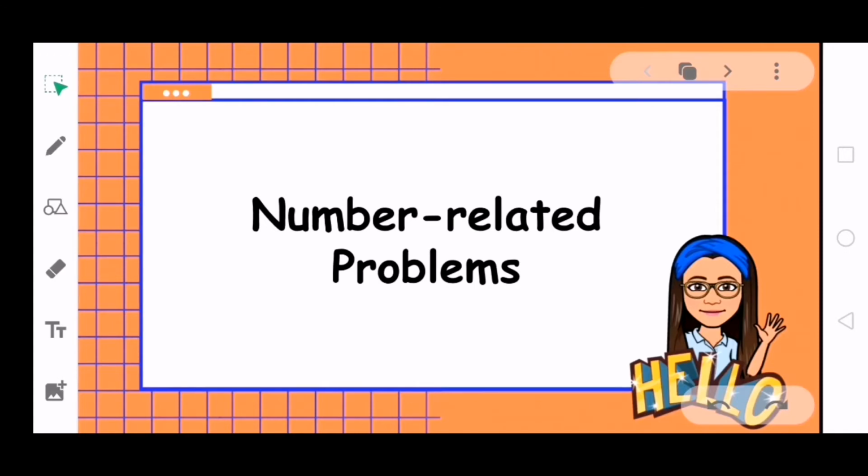Hello there, welcome to another tutorial video. At this moment we're going to talk about how to solve number related problems using only one variable. In order for us to do that, we must be familiar with the steps that we need to consider whenever we are solving this kind of problems. And here are the steps.